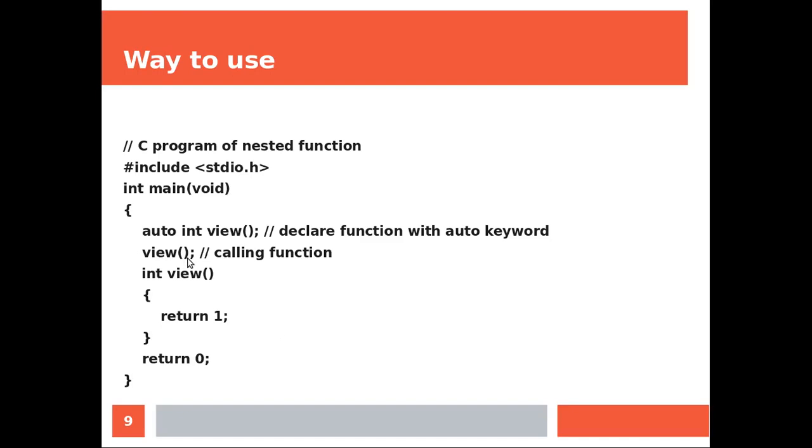Here this view function is declared with the keyword auto, and then it is called, with that function declared inside the main function. Thank you.